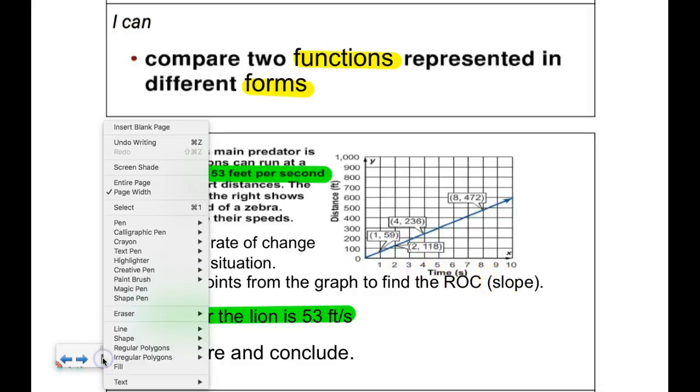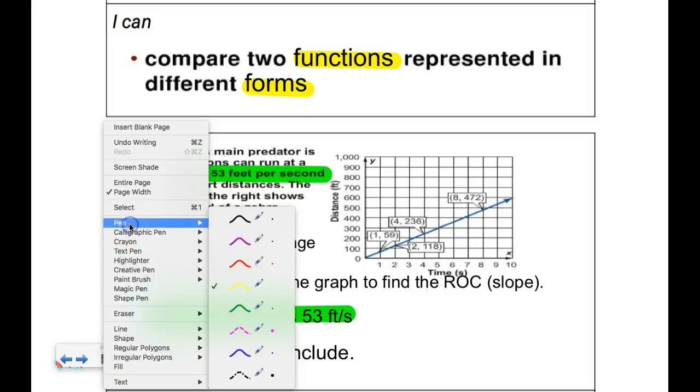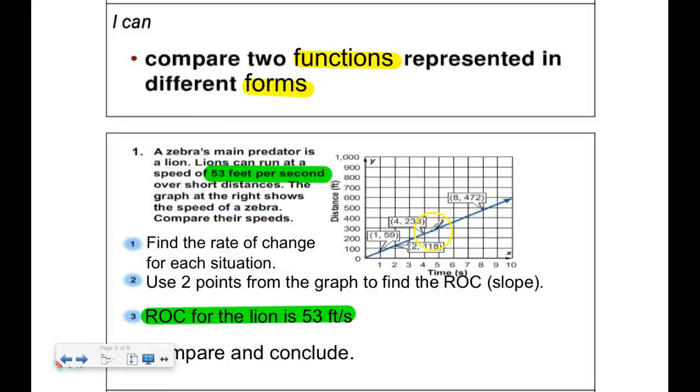So I'm going to do this by finding the rate of change, which is just the slope of the line. We're going to do this the way that we've done any other slope, which is to pick any 2 points on the line, subtract the y's, subtract the x's, and divide them. A lot of times it's easiest to just take the 2 closest points right here. So I'm going to take this 1, 59, and this 2, 118.